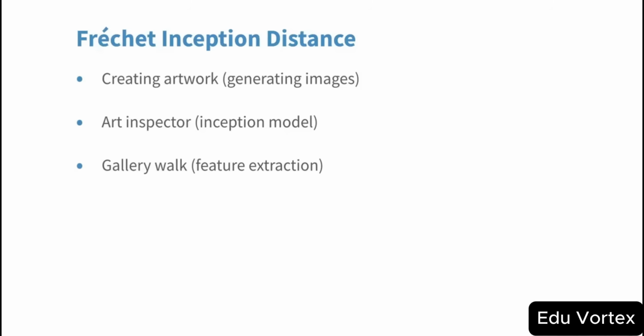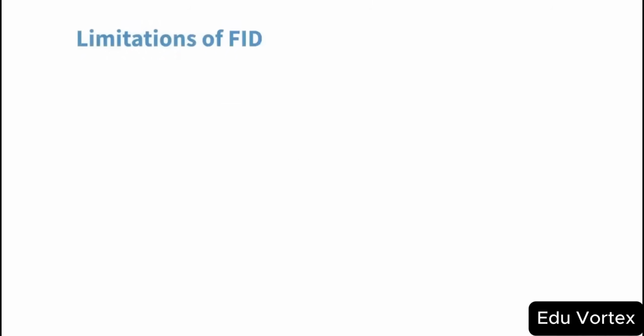And then after the walk, the art inspector compares notes taken from both galleries. So if your artwork's features are very similar to those of the famous artists, then the notes will be quite alike. So in FID terms, this is where the scoring takes place. The model uses a special formula to calculate the distance between the features of both sets of images. So a smaller distance means a lower score, and the images are very similar, indicating your artificial images are quite realistic. But there are some limitations to the FID scores.